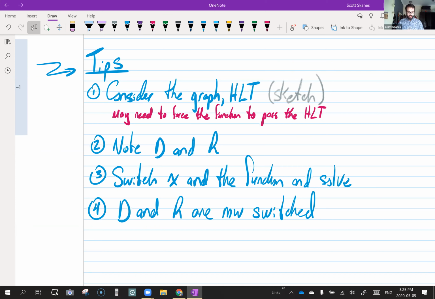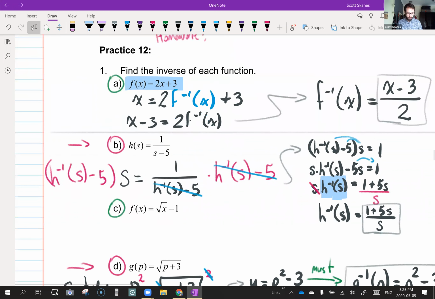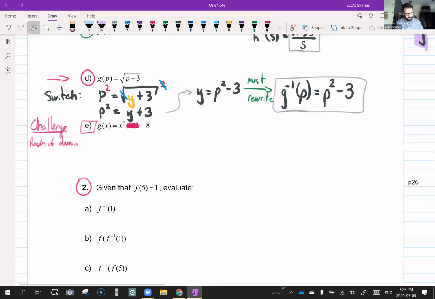For part 3, we need to switch x with the function and solve. We've definitely been doing that. And then we say domain and range are now switched, which they are. So let me show you what I mean when I say you need to consider the domain and range, okay? So I need a little bit of space. I'm gonna erase this switch here.